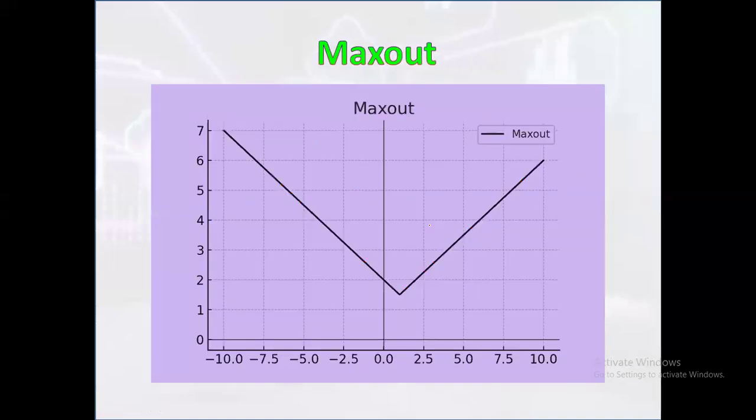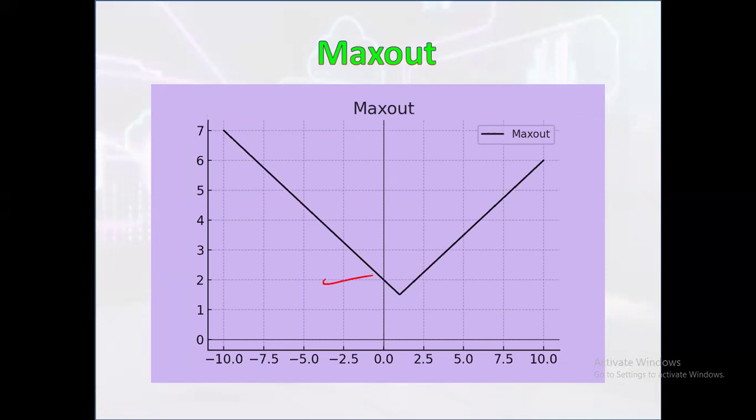Its graph shows a piecewise linear curve with bends rather than a smooth transition. This allows Maxout to approximate any convex function, providing exceptional flexibility in learning complex data distributions. Unlike ReLU or Swish, Maxout has no saturation zones, and each neuron effectively learns its activation shape.